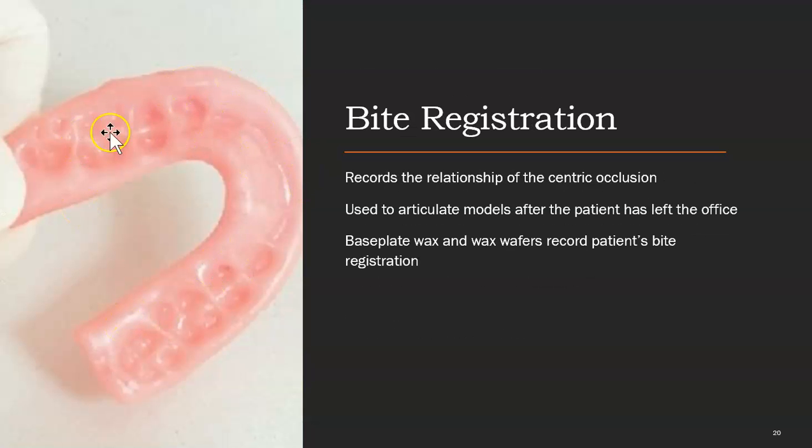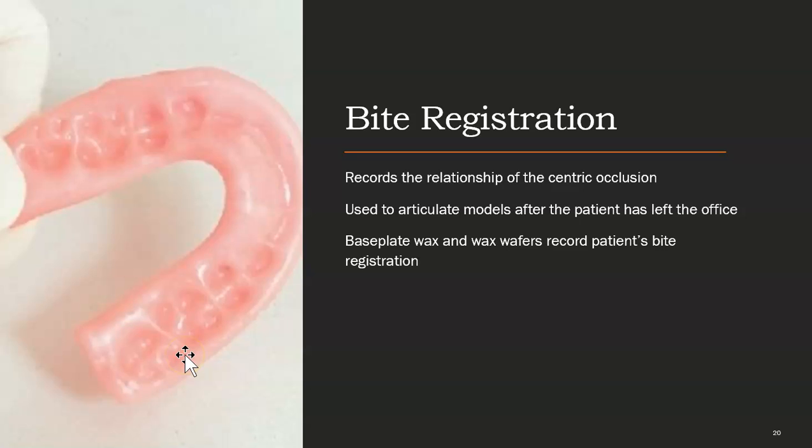So this is what a bite registration looks like. It records the relationship of centric occlusion. Centric occlusion refers to the maximum stable contact between the max and the mand arches. So when the jaws are closed, it reaches centric occlusion. That's what it would look like.